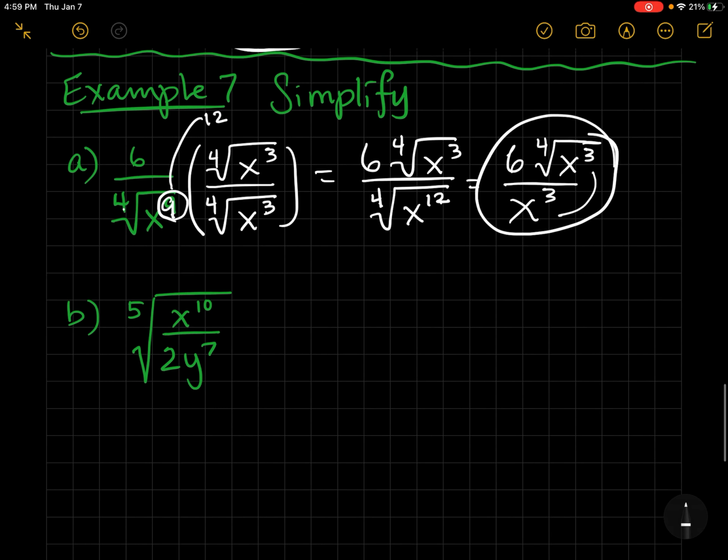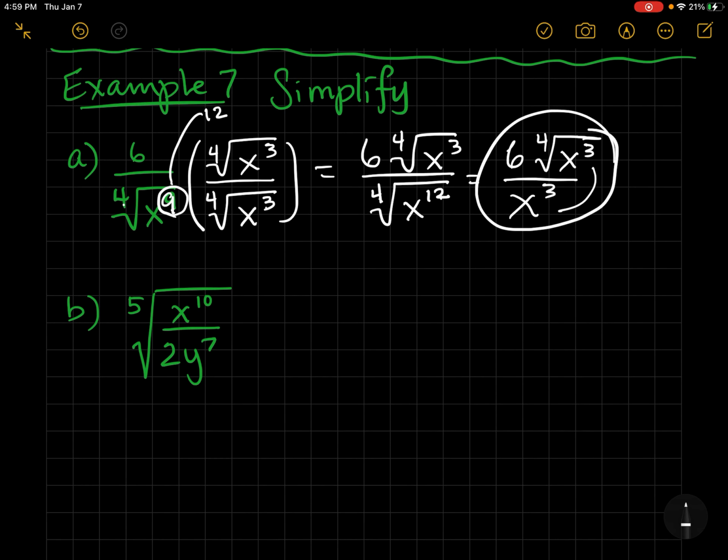Okay, now, let's look at this. I got x's in the numerator, y's down here. What I'm going to do first of all is split this because they're different, so I'm going to treat them separately. The numerator, that's pretty easy. 10 divided by 5, that's x squared. But here, I've got to worry about the 2 is not a perfect 5th root, nor is that 7. That's not divisible by 5 either.